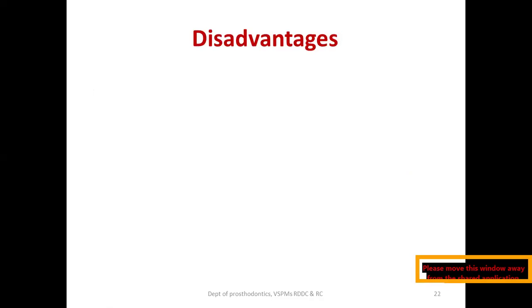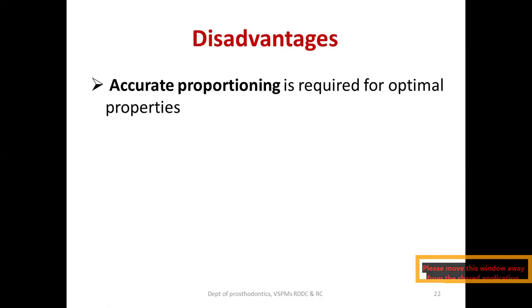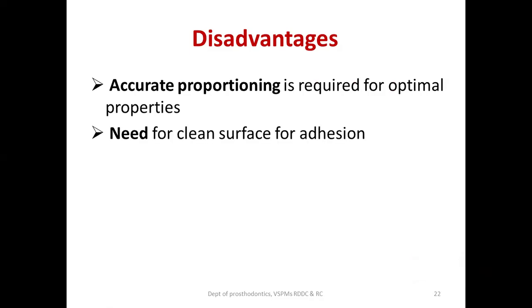Then what are the disadvantages? You need accurate proportioning. The proportioning, that is the powder liquid ratio, should be correct if you require optimal properties. There is a need for a clean surface for adhesion when you are luting a crown. Whenever you are using a zinc polycarboxylate cement, the tooth surface should be clean. It should not have any smear layer. So you should clean the tooth surface, or you can use 10% polyacrylic acid before. Means you should do the conditioning of the tooth cavity before using a zinc polycarboxylate cement.